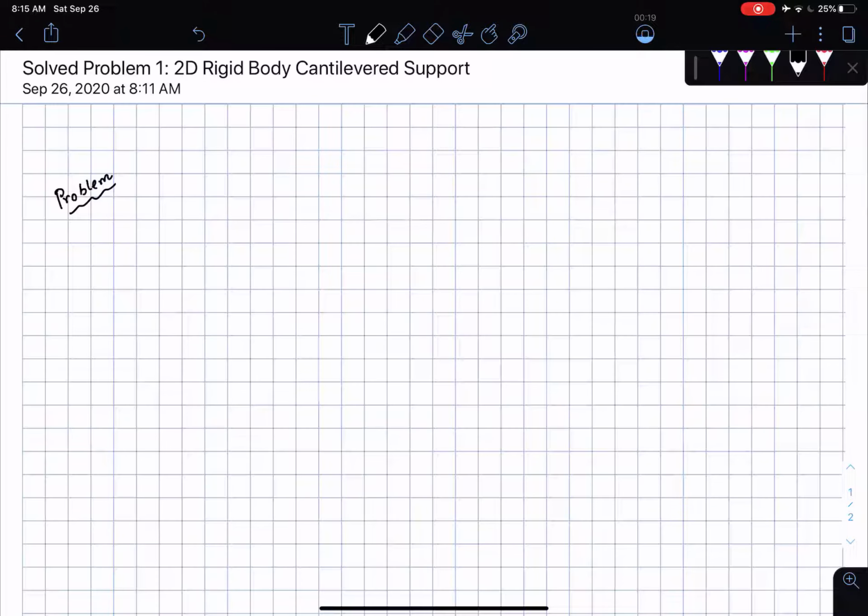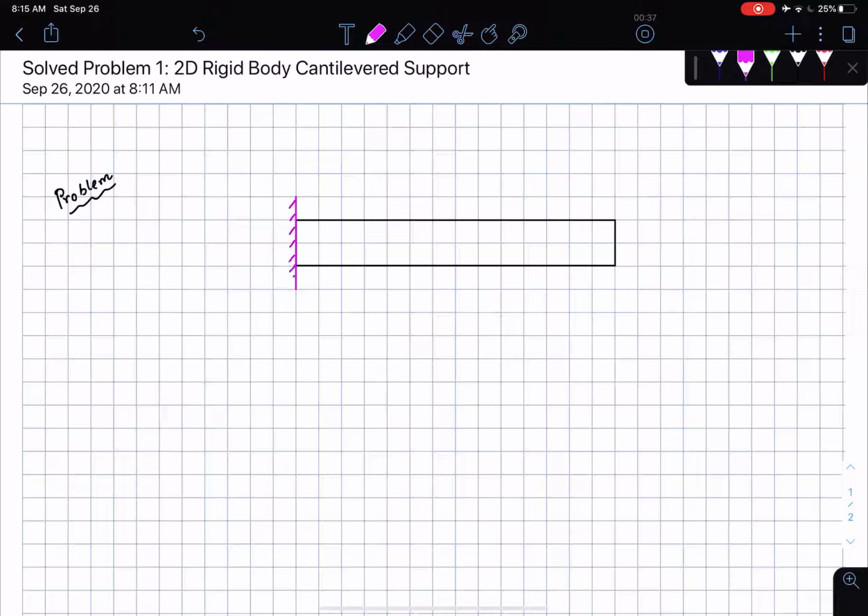And here is the problem. So I have some kind of a box-like creature. I need to start off by making sure that it is indeed looking like a box. This box-like creature has one end of it fixed to the wall. So this is a fixed end here. Such a beam where the end is fixed to the wall is called a cantilevered beam.